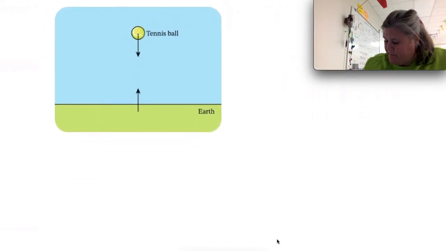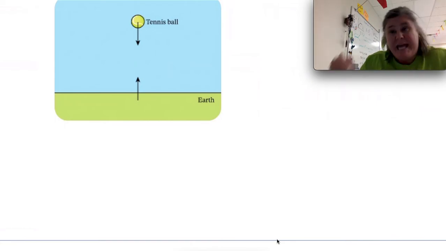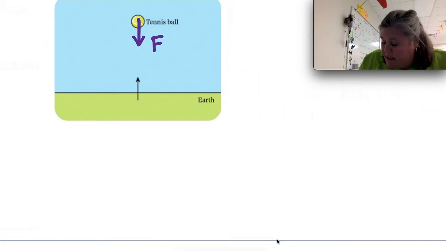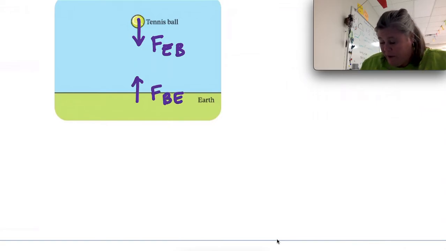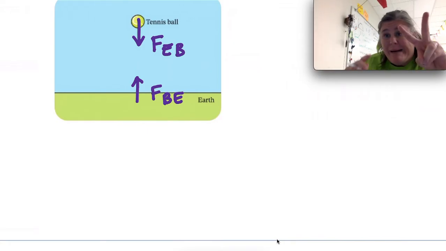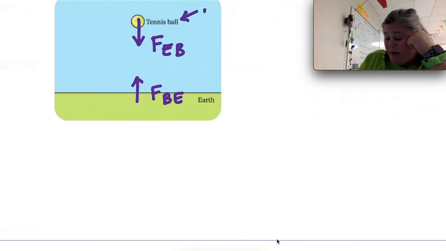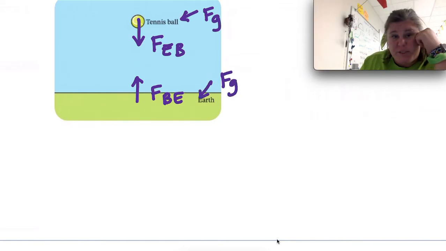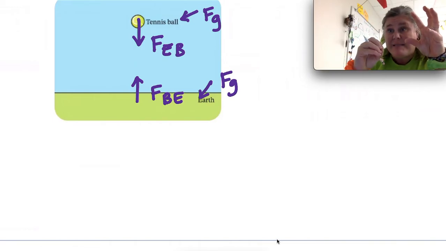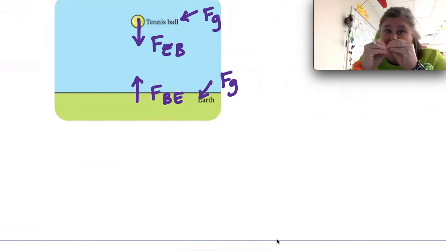Okay? Oh, this one's a good one. So the tennis ball and the earth: two objects, tennis ball, earth. You've got the force of the earth on the ball, and you've got the force of the ball on the earth. Equal and opposite, two objects. In this case, this is a gravitational force, and this is a gravitational force. So the Earth has mass, the ball has mass, they're gravitationally attracted to one another.